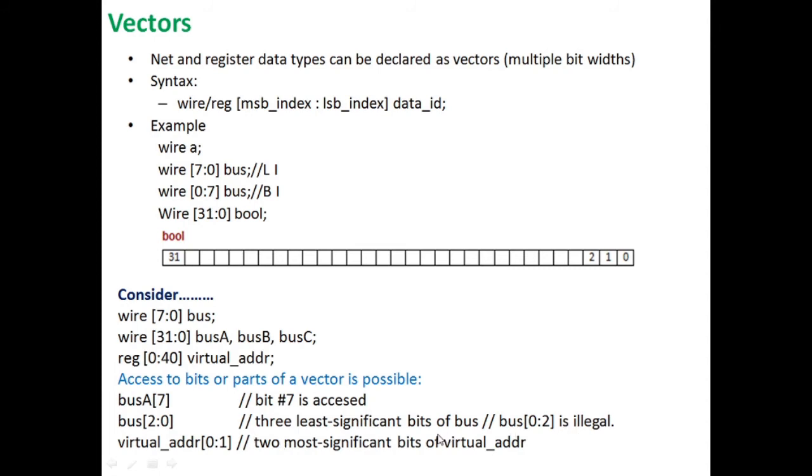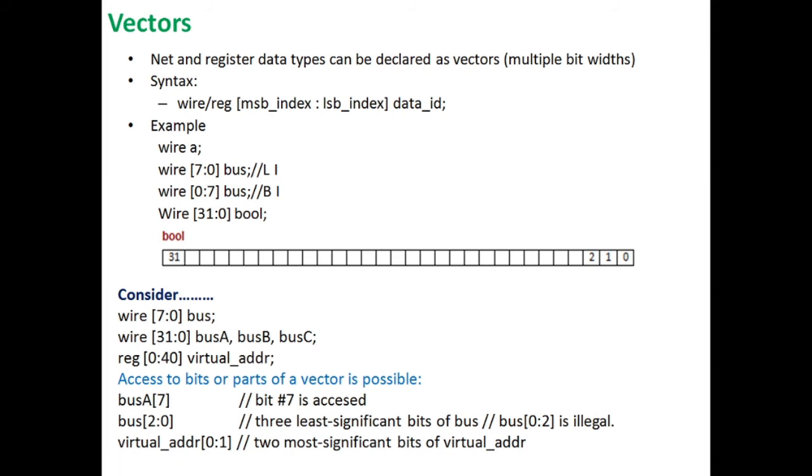Again, you shouldn't use a representation like bus 0 down to 2. Why? Because it is illegal. Whatever notation I used during declaration, I have to use the same notation during access. Bus follows the little endian style, so during access I also have to follow the little endian style only. Bus 2 down to 0 is correct, and bus 0 down to 2 is illegal syntax.